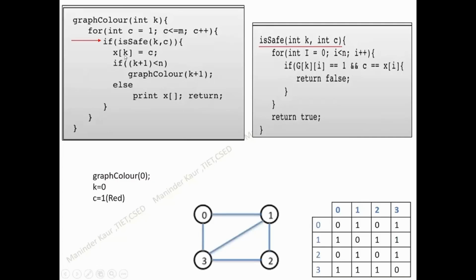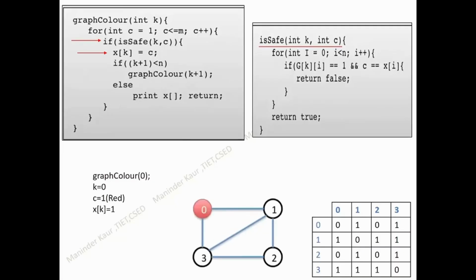Now once isSafe returns true, what is the second line for the same? The second line says xk is equal to c. That means we have to fill in the array which is the final output array. That means x0 will be equal to 1. That means the first vertex, the zeroth index vertex, will be painted with red color safely.